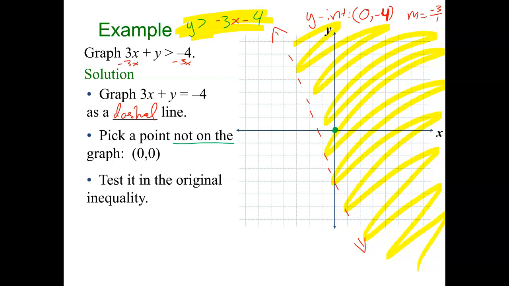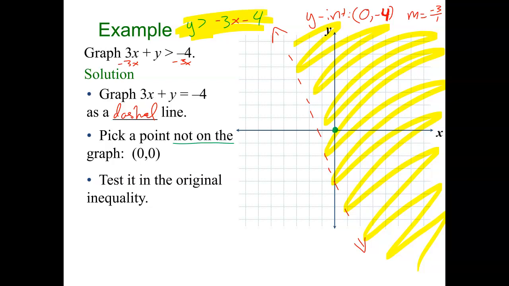Literally not on the line. This is a region. Pick a point that's not on the line itself, anything that's not on the line, and preferably in the shaded region. (0, 0) is the easiest point.